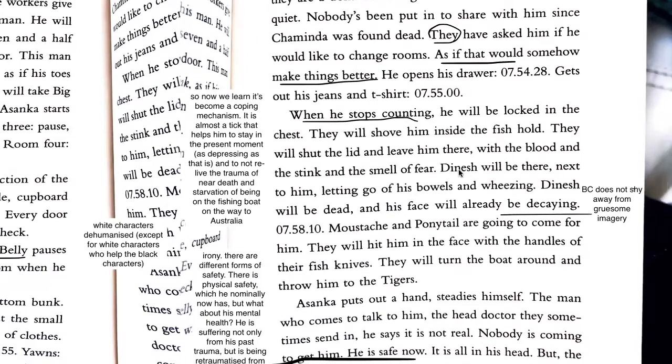So Dinesh, who was someone on the boat with him, next to him, letting go of his bowels and wheezing, Dinesh will be dead and his face will already be decaying. So BC, that's my initials for Beneba Clark, our author, she's not shying away from a lot of gruesome imagery, but it's interesting because she pairs it with quite straightforward language as well. Like, we're not getting descriptive adjectives and adverbs. It's just quite factual. But the reality is the facts themselves are quite horrifying.